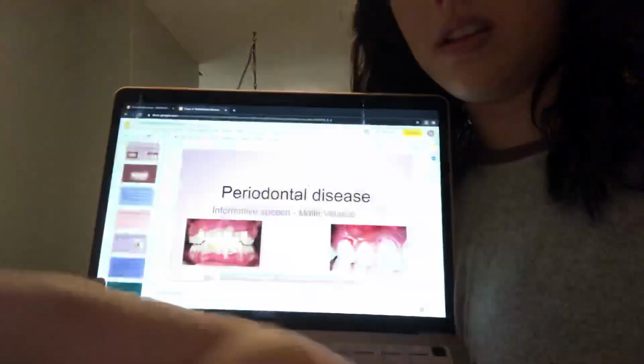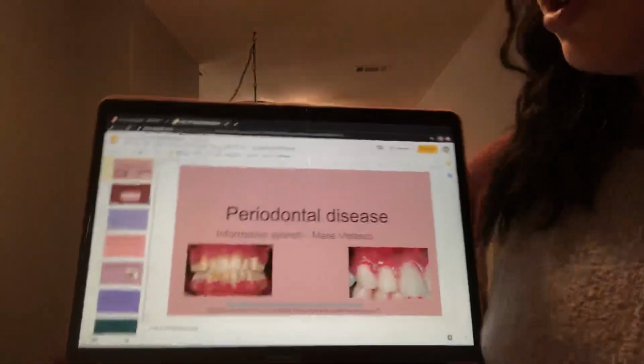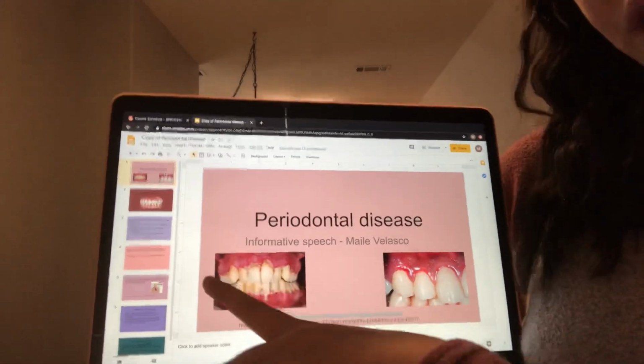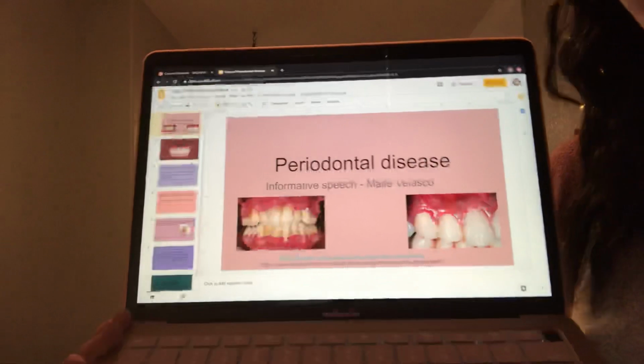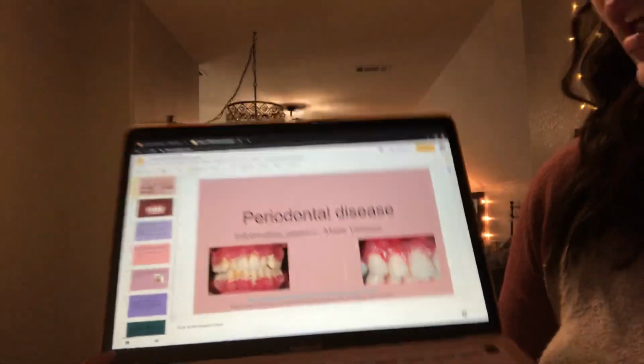So this is what periodontal disease actually looks like. You get a bunch of plaque all around your teeth. Your gums get really, really irritated and they get really red, and eventually they fall out if you don't do anything to prevent it. So make sure you brush your teeth and take care of your mouth so you do not get periodontal disease.